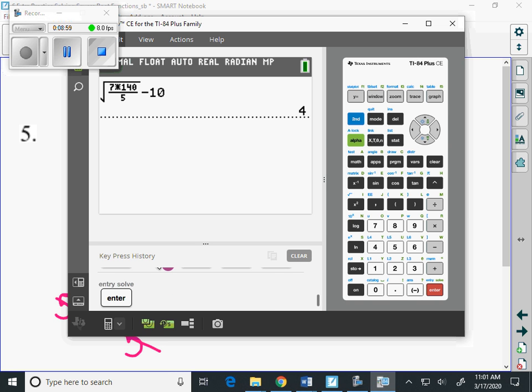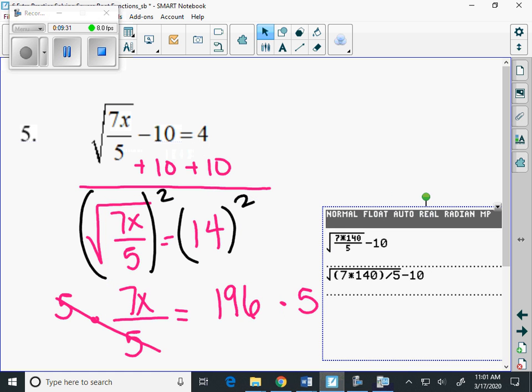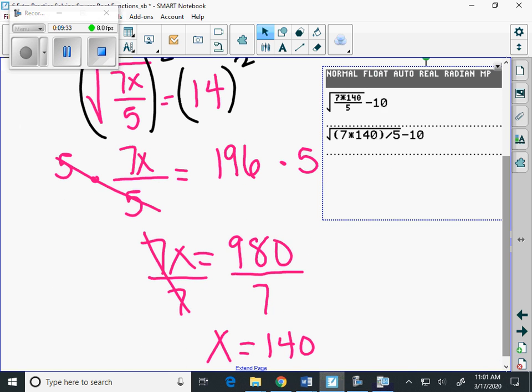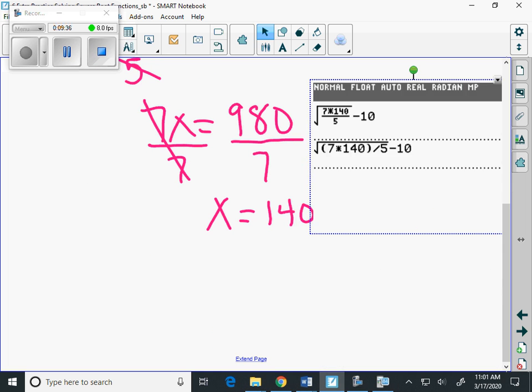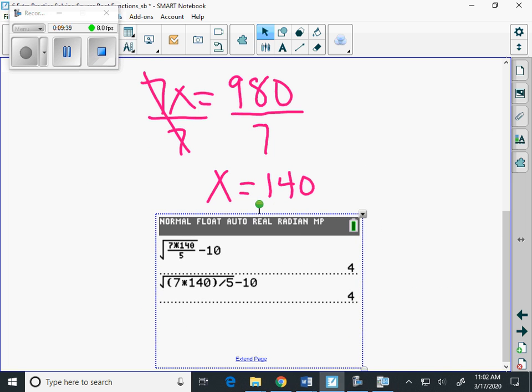And again, luckily enough. By the way, if you don't have a fraction button, then it's going to be this second square root. It's going to be 7 times 140 divided by 5. Notice that that's all underneath the square root. And arrow out of that, minus 10, and we should still get 4. So once again, we do have a solution. We don't have an extraneous solution is what I should add to that. 140 is our answer to this problem.